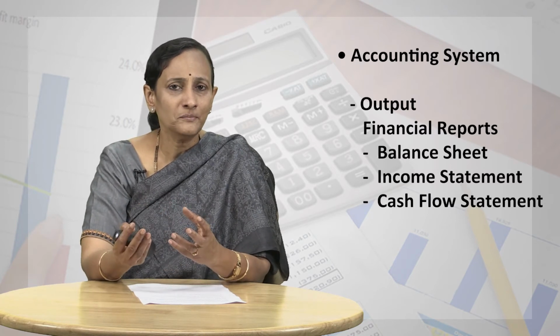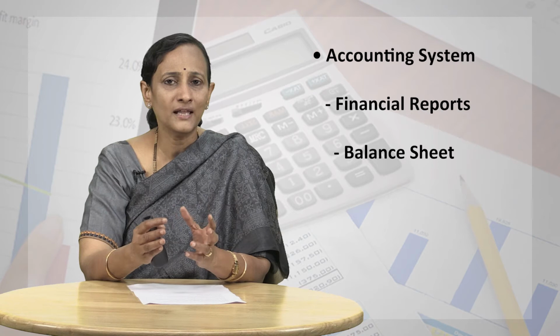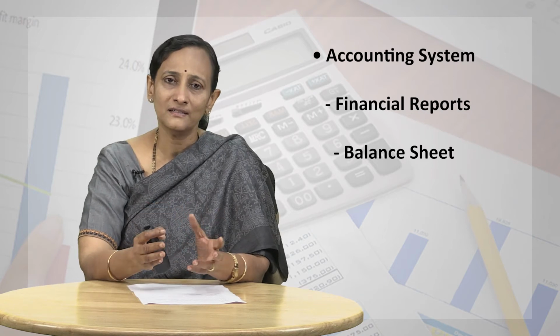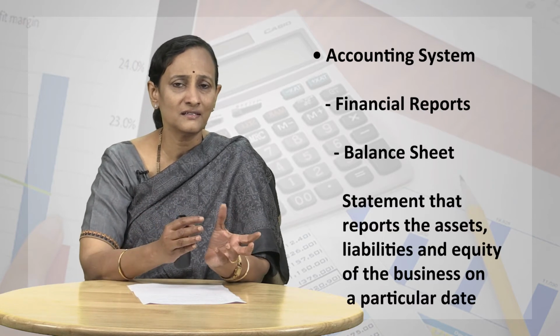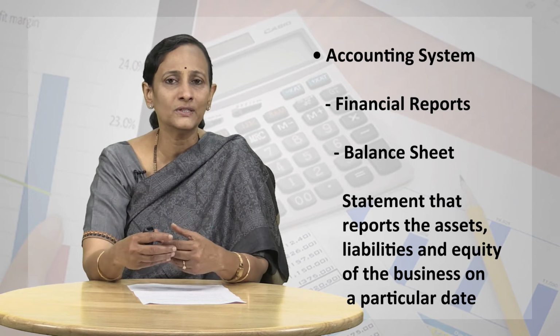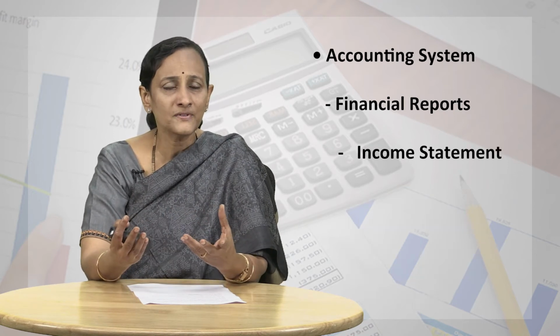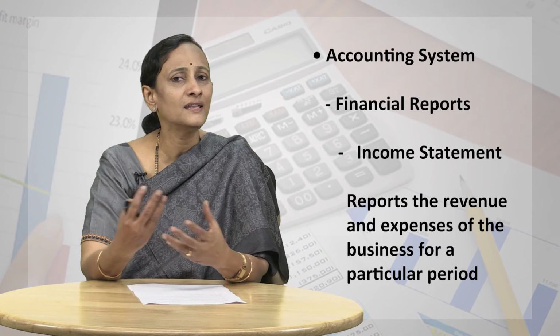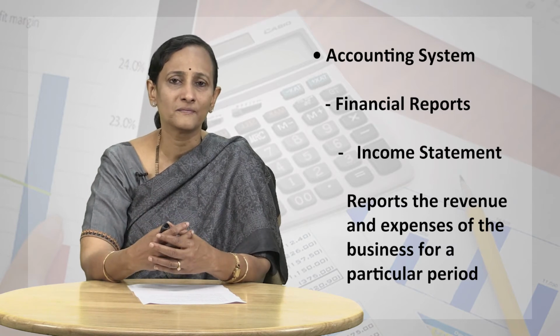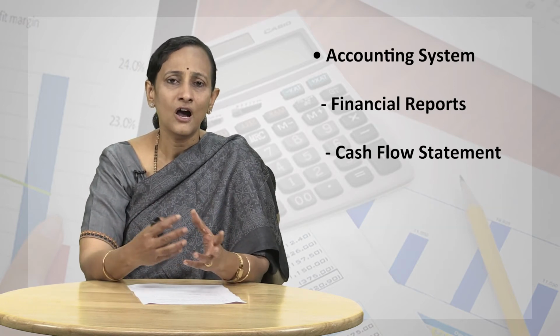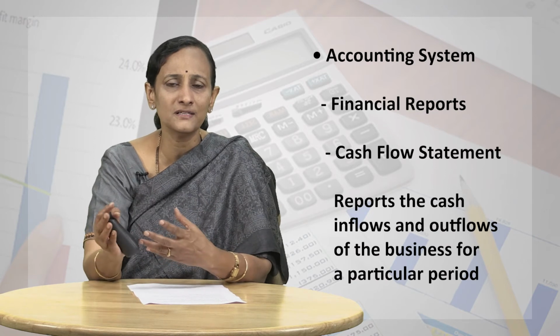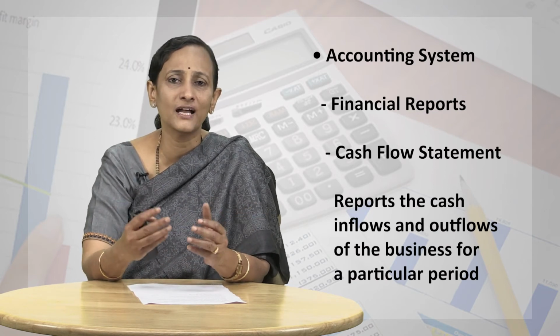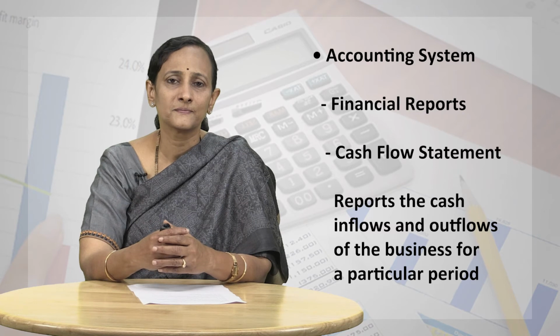To elaborate a bit more, we said the balance sheet is a statement that captures the assets, the liabilities and the equity of the business. The income statement captures the income and the expenses of the business, and the cash flow statement tells you how much cash flowed into the business and how much cash flowed out of the business.